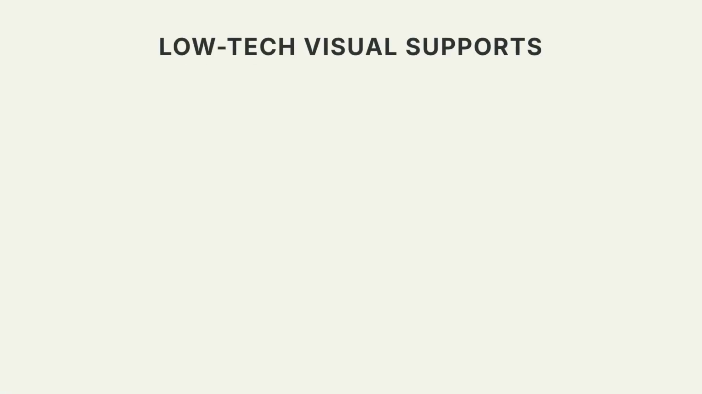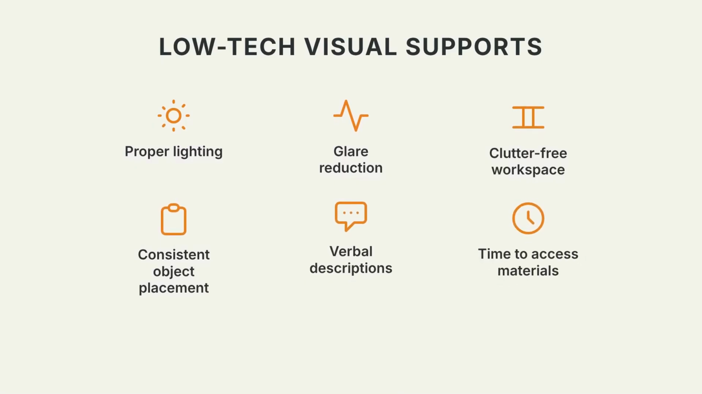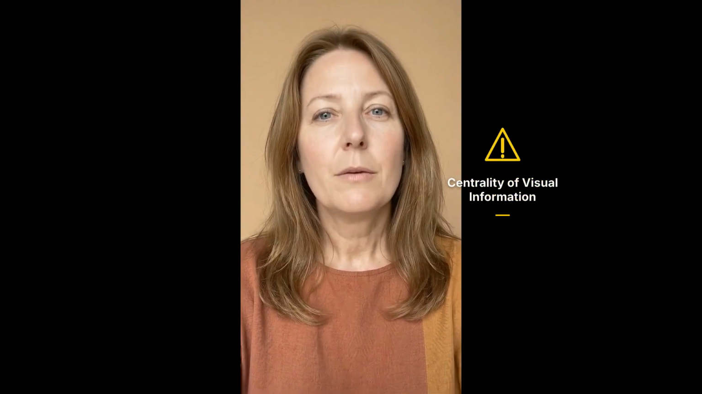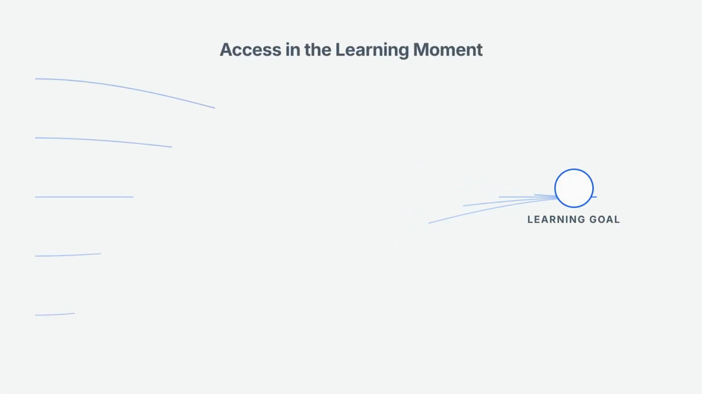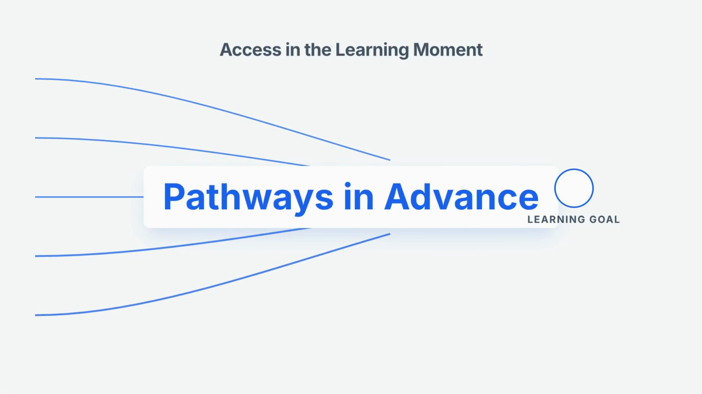Low-tech supports also matter. Proper lighting, glare reduction, uncluttered materials, consistent placement of objects, verbal descriptions of visual information, and enough time to access materials. A common mistake is to make visual information central to a lesson without offering an equivalent path into the concept. If a teacher says, "Look at this chart and tell me what you notice," the student with low vision or blindness may be excluded unless the chart is described, converted into tactile form, provided digitally in an accessible format, or explained through data in another mode. Universal Design for Learning asks us to plan those pathways in advance. Students should not have to wait for access after the learning moment has already passed.